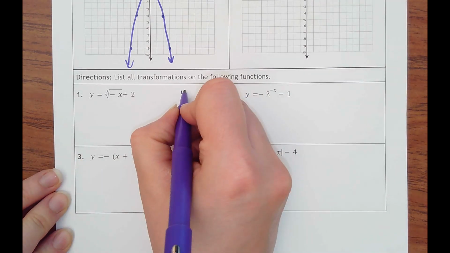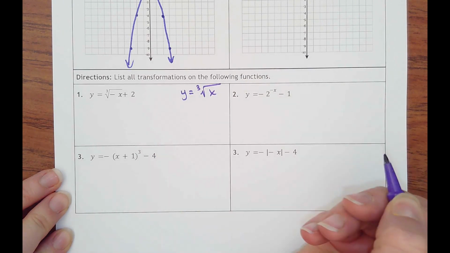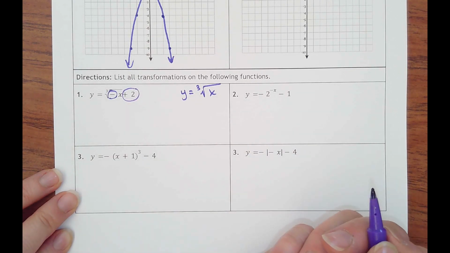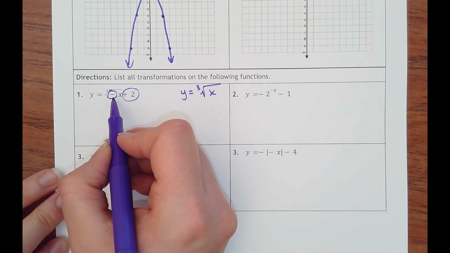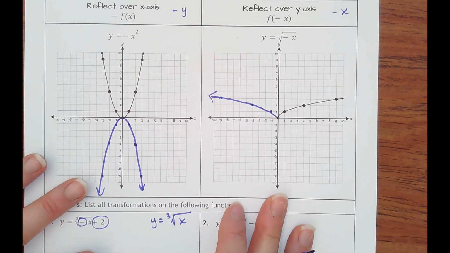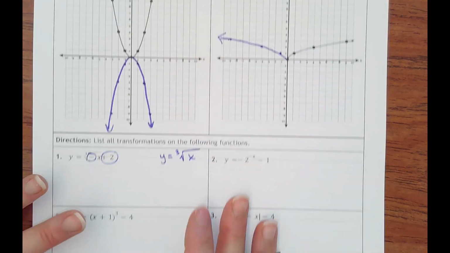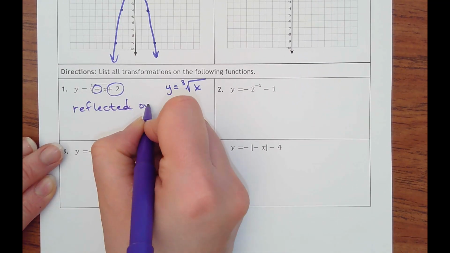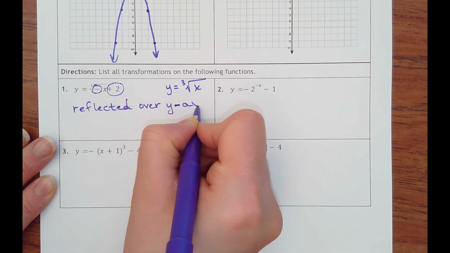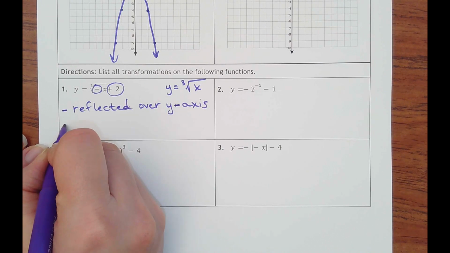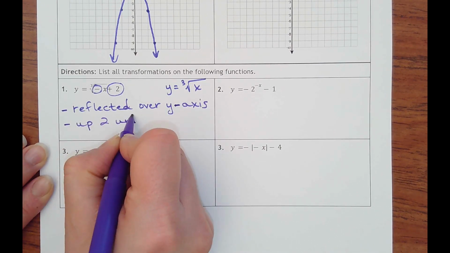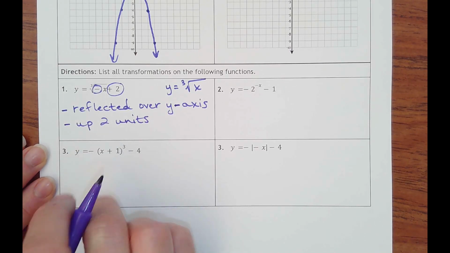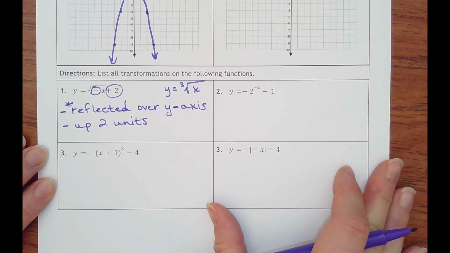Number 1 is a cube root function. The parent is simply the cube root of x. So what's happened to the parent? Well, I see a negative inside, and I see a +2 outside the function. The negative inside means that it reflected over the y-axis. And then the +2 on the end means it went up 2 units. So you would do that on your graph, doing the reflection before you do the translation. That's very important. Do this first before doing the translation.